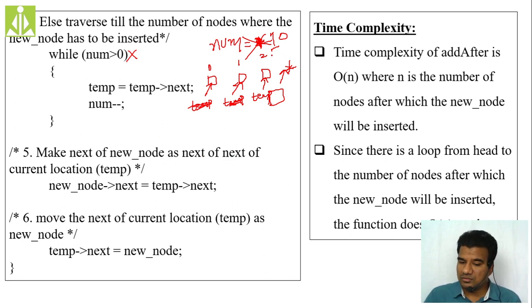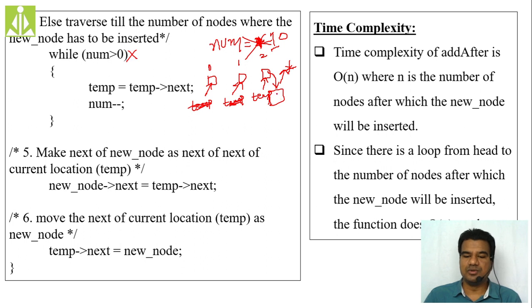Now this temporary pointer is pointing to this location, and whatever address we have here, that address we are storing into the newly created node. That I will explain graphically. You just see this entire code. After that, what we are saying, temp of next equals new node.